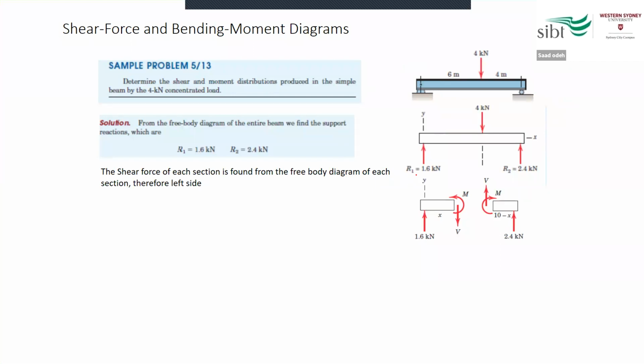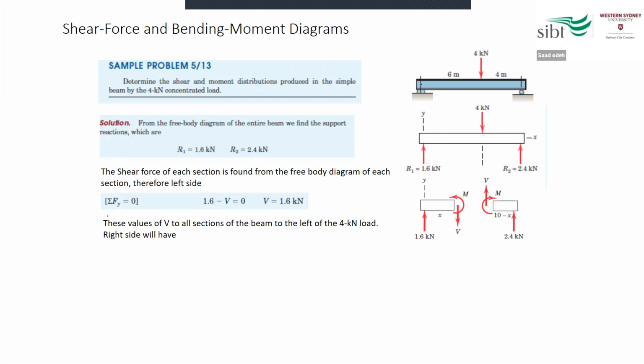Now when I draw the free body diagram for both sections and apply the value of the reaction here, 1.6 kilonewton, and the value of the reaction here, 2.4 kilonewton, for this side I can apply the force balance for the y-axis. Summation of all forces in the y direction, summation of Fy is equal to 0. I apply these two, 1.6 kilonewton minus V, and I find the value of the shear force V, 1.6 kilonewton.